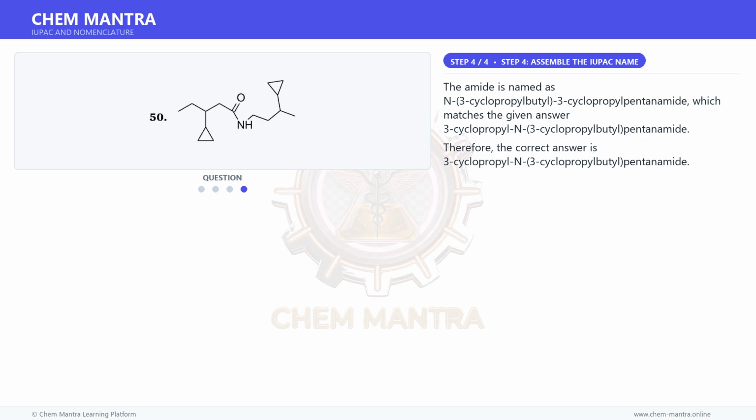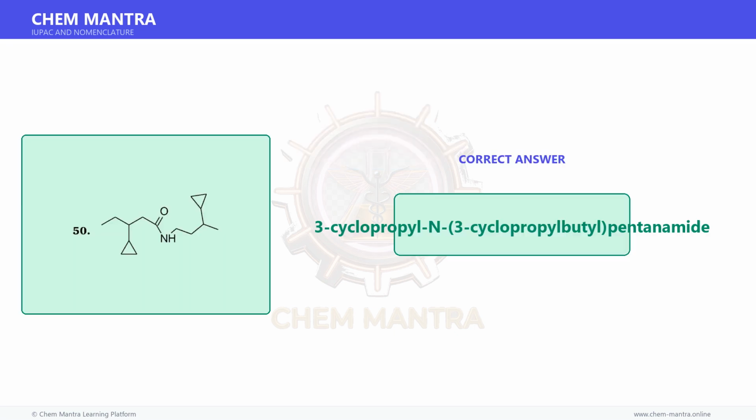And for the final step, the amide is named N-(3-cyclopropylbutyl)-3-cyclopropylpentanamide, which matches the given answer. Therefore, the correct answer is N-(3-cyclopropylbutyl)-3-cyclopropylpentanamide. The correct answer is shown on screen.